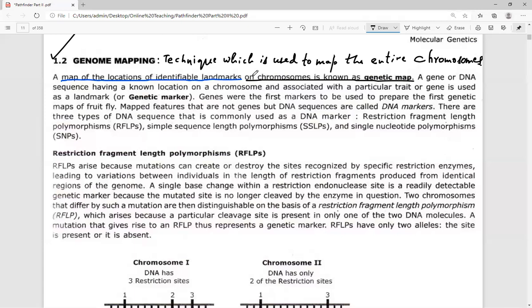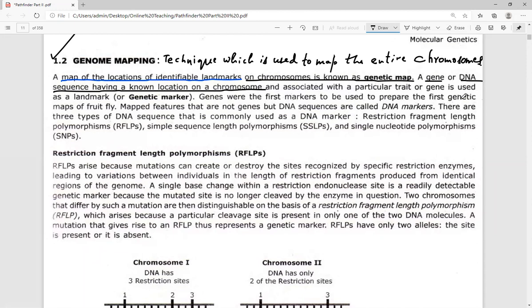Now, a gene or a DNA sequence having a known location on a chromosome and associated with a particular trait or gene is used as a landmark. It is referred to as a genetic marker. What is a genetic marker? A genetic marker refers to a gene or a DNA sequence having a known location on a chromosome. When you know the location of a particular gene in the chromosome, then you can use that gene as a landmark to make the genetic map and to determine the positions of other genes.